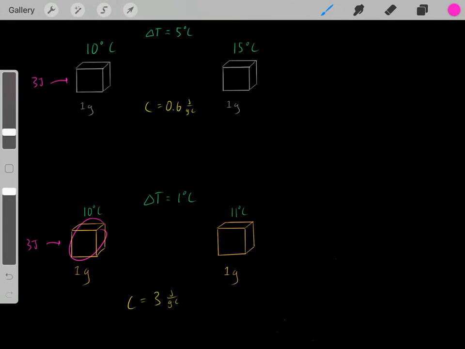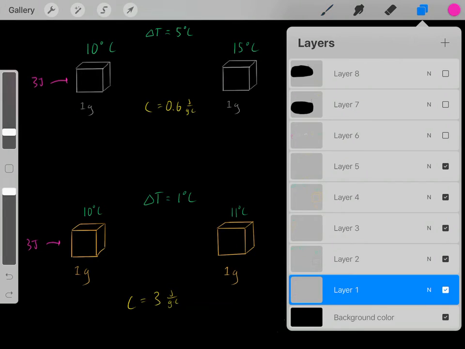So because this material had a higher specific heat capacity, we could add that same 3 joules of heat, but because of its high specific heat capacity, it would resist that change in temperature, and we would only have a small change in temperature. So again, whenever we're dealing with specific heat capacities, you should think about this formula.